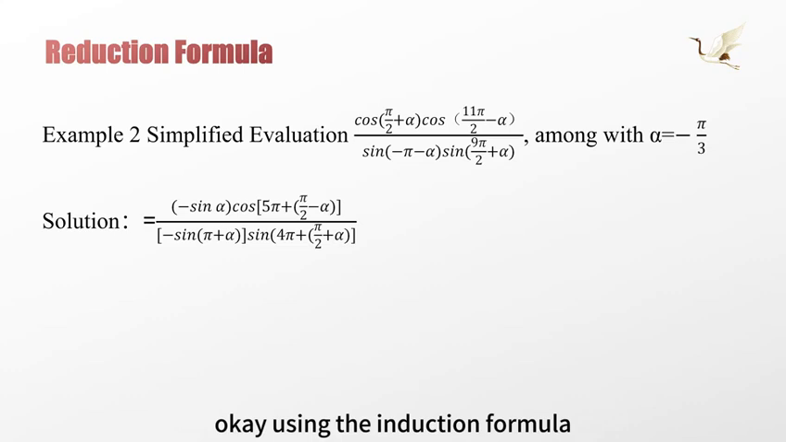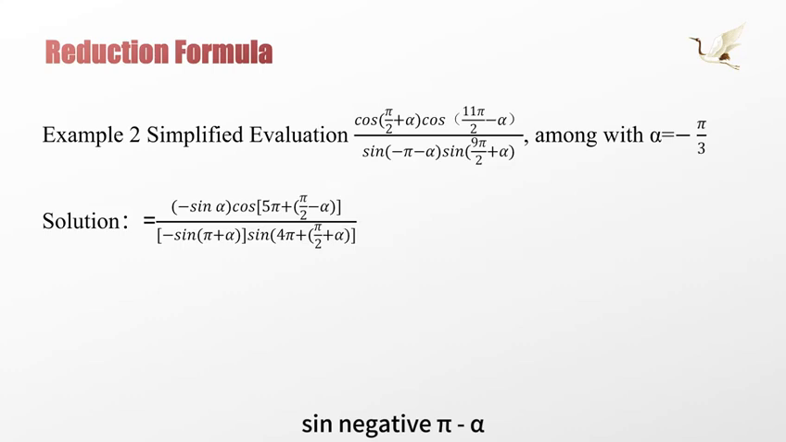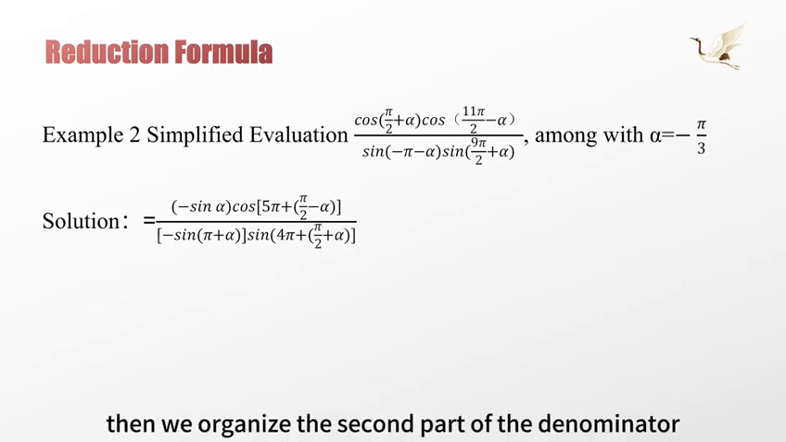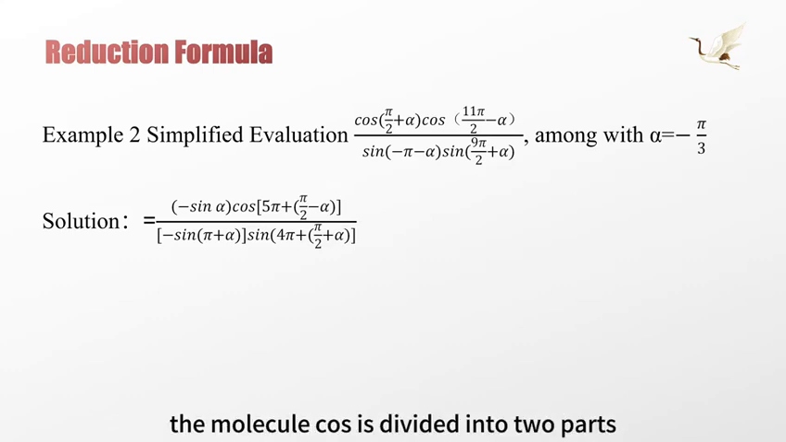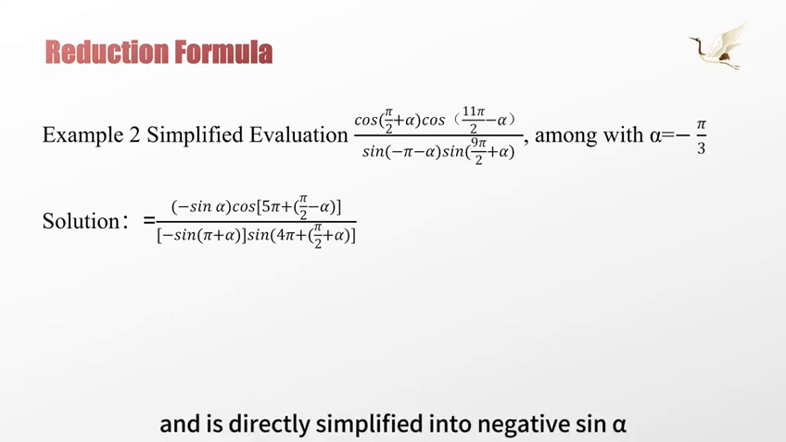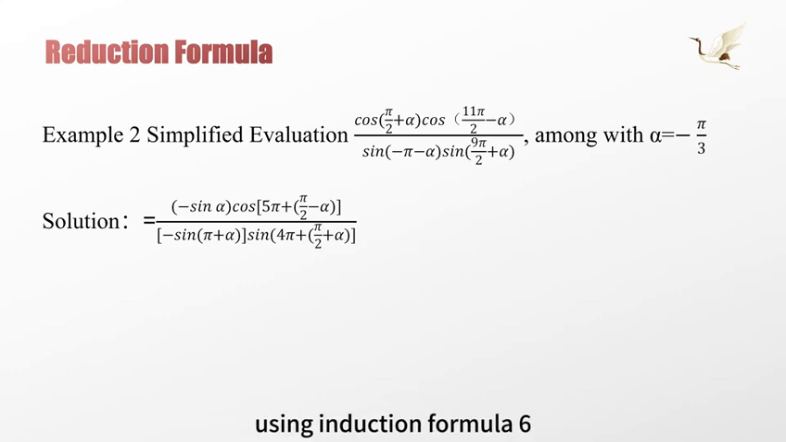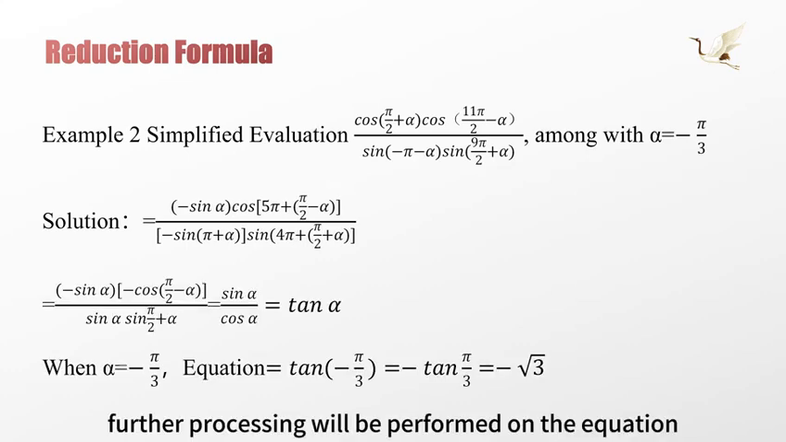Okay, using the induction formulas, we first simplify the first part of the denominator, sine of -pi minus alpha, to negative sine of pi plus alpha. Then, we rewrite the second part of the denominator, sine of 9 pi over 2 plus alpha, as sine of 4 pi plus half pi plus alpha, in preparation for induction formula 1. The numerator's cosine of pi and alpha is directly simplified into negative sine alpha using induction formula 6. Cosine of 11 pi over 2 minus alpha, we can rewrite as cosine of 5 pi plus half pi minus alpha. Next, further processing will be performed on the expression.